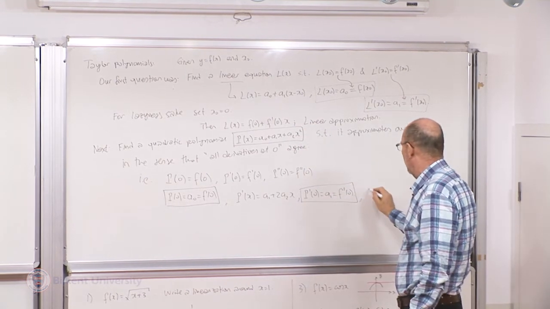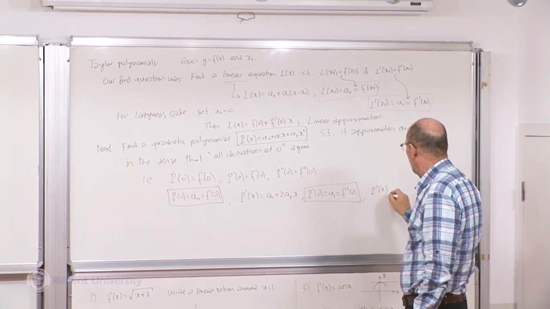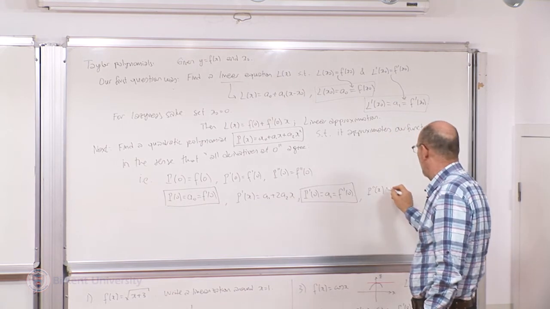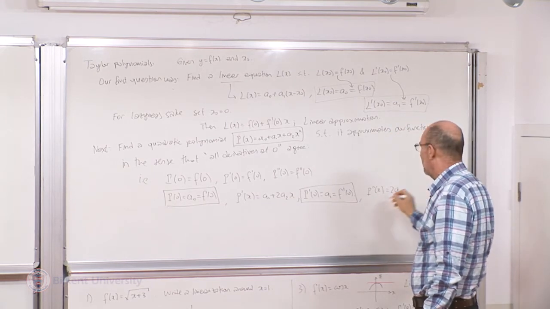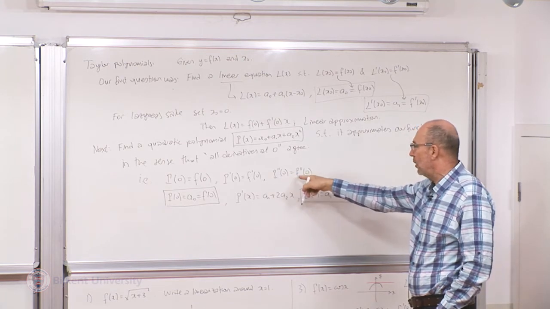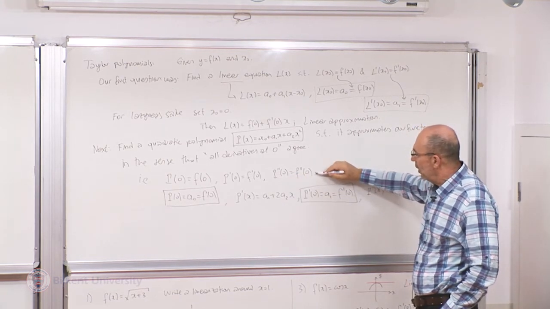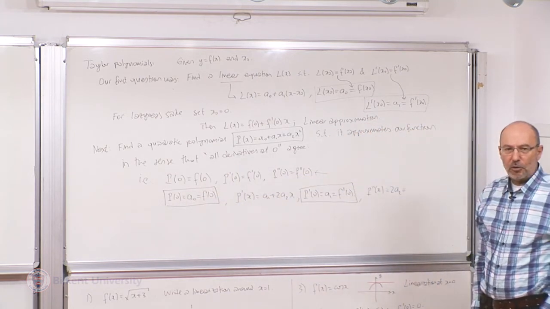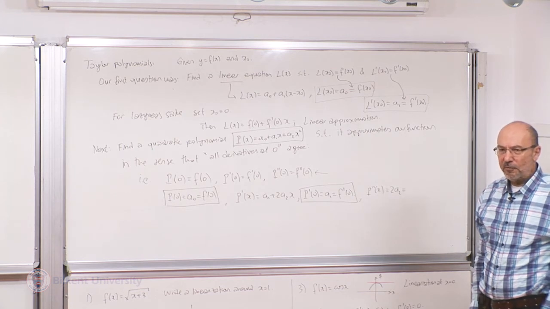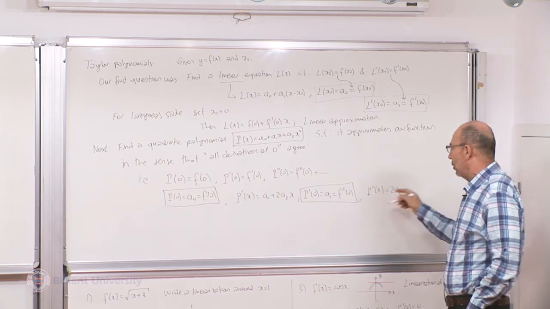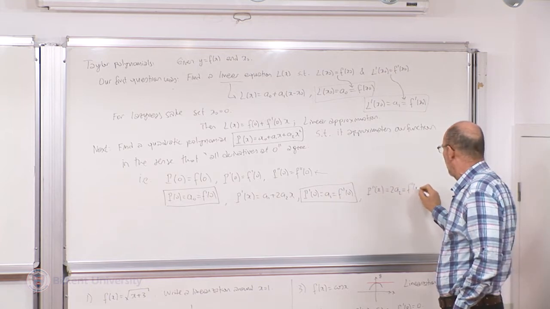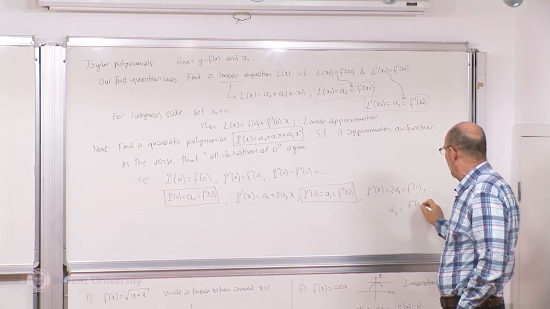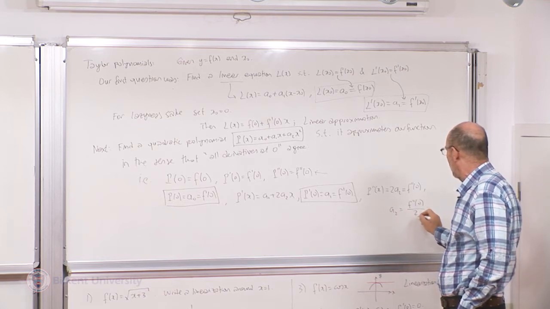So I take the second derivative. The first derivative is already here. I take the second derivative. I get 2A2. 2A2 must be equal, according to my requirement. This part is my requirement. Okay, so I want a polynomial whose derivatives agree with the derivatives of my function at that point. So this is now f double prime 0. So this tells me that A2 must be the second derivative of the function at that point divided by 2.